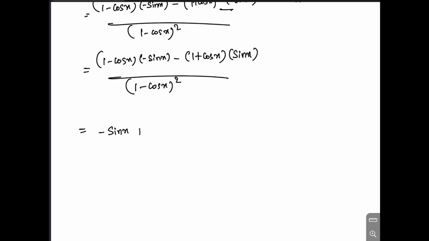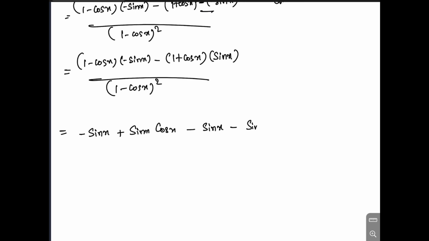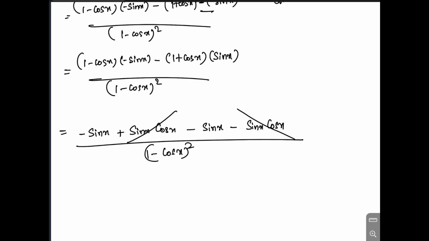1 minus cos x whole square, 1 minus cos x sin x minus 1 plus cos x sin x here. So here this will be minus. Let's try to multiply here. Minus sin x, minus into minus plus sin x cos x, minus, again here also sin x, plus into minus sin x into cos x, whole divided by 1 minus cos x whole square. So here plus sin x cos x minus sin x cos x will get cancelled. So minus 2 sin x whole divided by 1 minus cos x whole square is our final answer. Next problem.